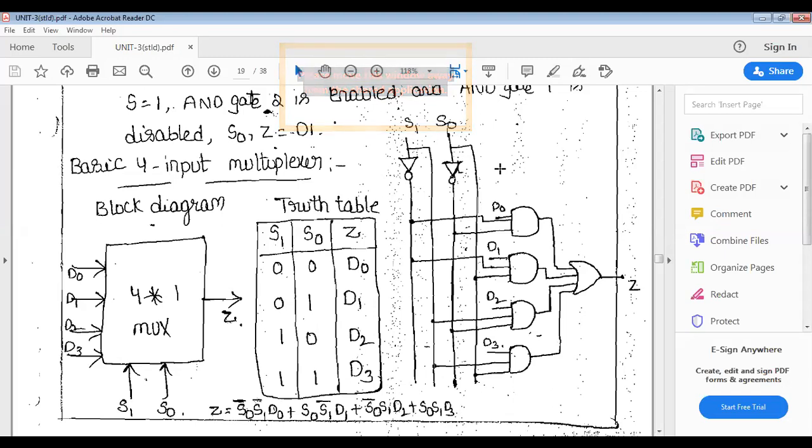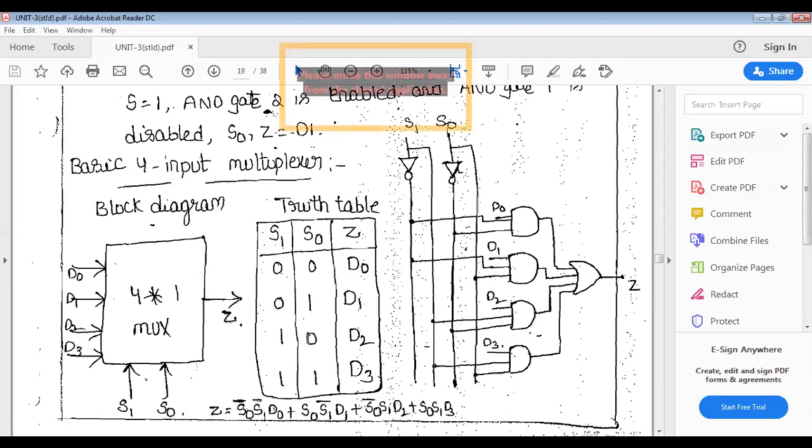When I select S1 equal to 0 and S0 equal to 0, the first input, D0, will appear at the output side. The second option is S1 equal to 0 and S0 equal to 1, which is the binary equivalent of decimal 1. So when I select S0 as 1 and S1 as 0, D1 will appear at the output side.